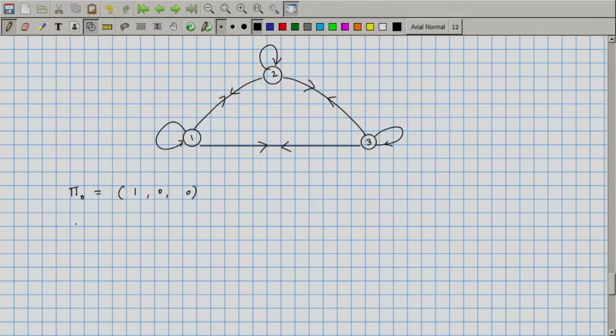Now, pi 1 will be, let me call these p1, p2 and p3. Since I have started at state 1, there is only a 1/3 probability that I will be in state 1 after the first transition. So, this is going to be 1/3, and there is a 1/3 probability that I will be in state 2 and a 1/3 probability that I will be in state 3. Now, what will pi 2 be? Well, I could be in this state with 1/3 probability, here with 1/3 probability, and here with 1/3 probability.